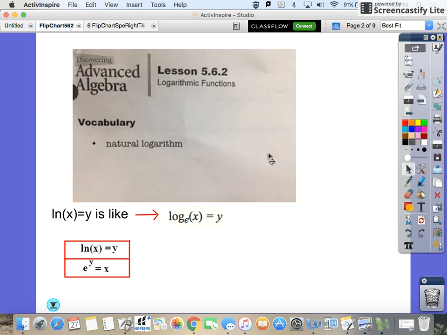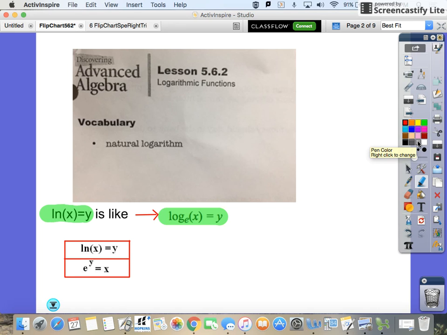This is Algebra 2, Lesson 5.6.2 on natural logarithms. Natural logarithms are written like this: natural log of x equals y. It's the same or similar idea as our logarithms. It's just that it has a base e in this example.